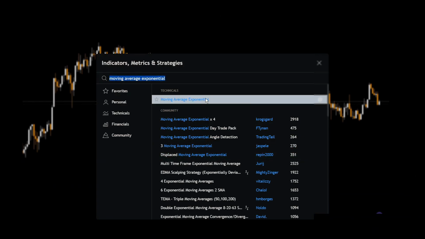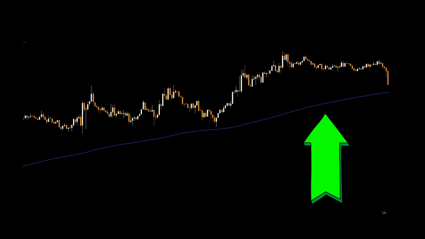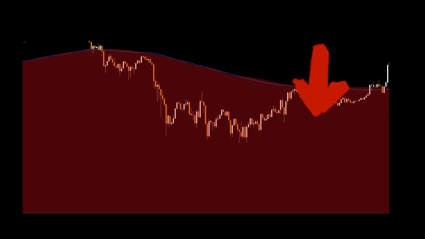To get started, add the EMA to your chart and set the length to 200. Why 200? Because this setting helps us identify the long-term trend. If the price is trading above the 200 EMA, it's a strong signal of an uptrend, a bullish market. On the flip side, if the price is below the 200 EMA, it indicates a downtrend, a bearish market.